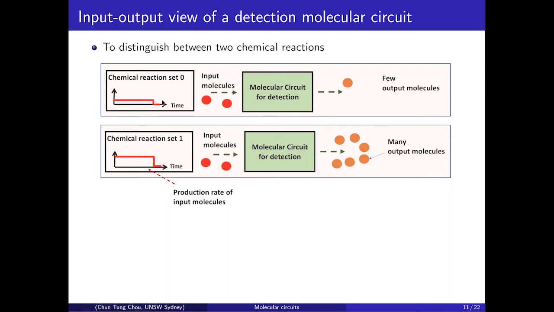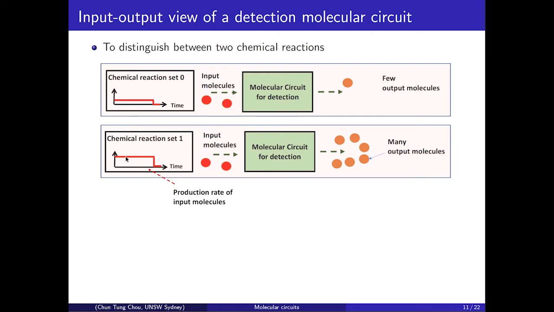For this set of circuits, as we said earlier, chemical reactions can be used to produce dynamical signals. So it produces a signal which has a low rate of producing these input molecules. Then there is the other situation that we want to distinguish it from, and this is chemical reaction set 1. Here, this set of chemical reactions will produce these input molecules at a higher rate. So what you see here is the level is higher. And the aim is we want to distinguish between these two signals.